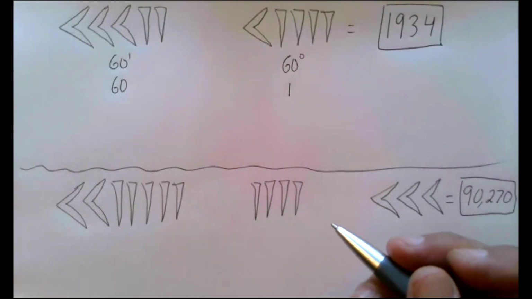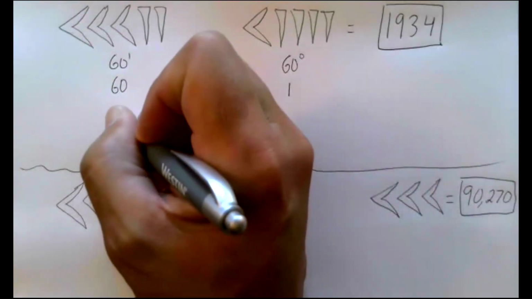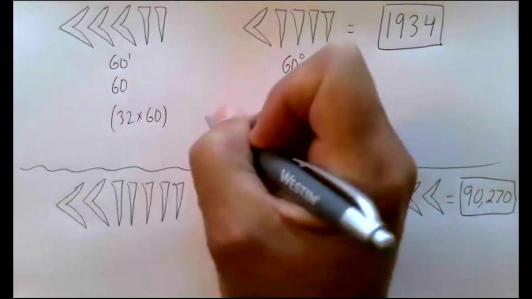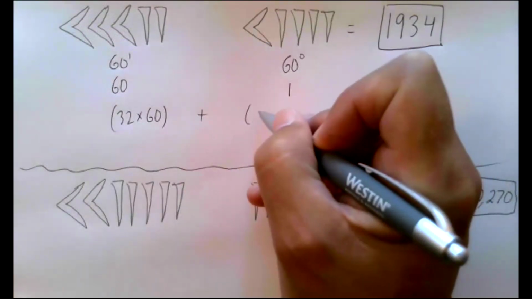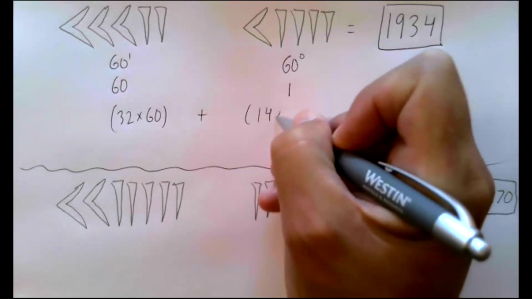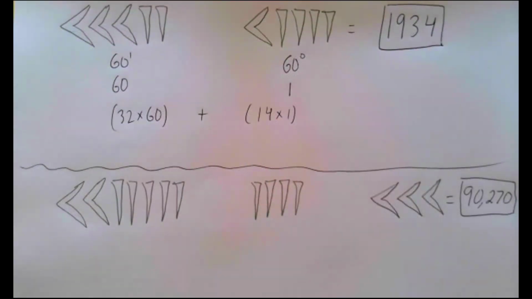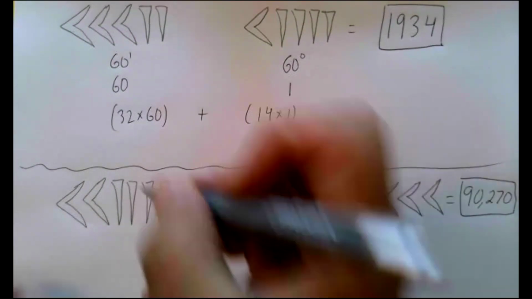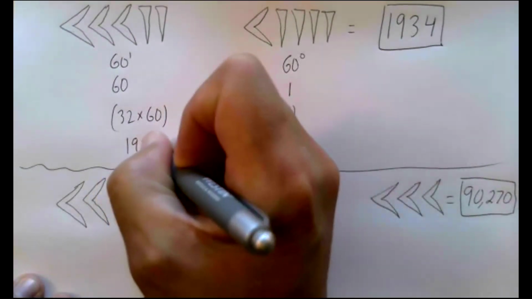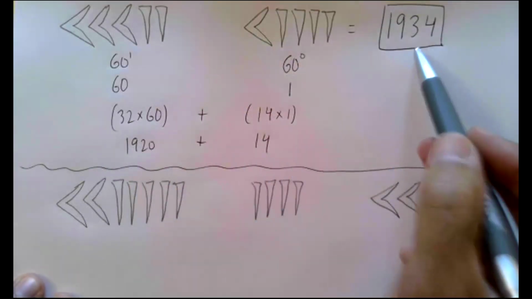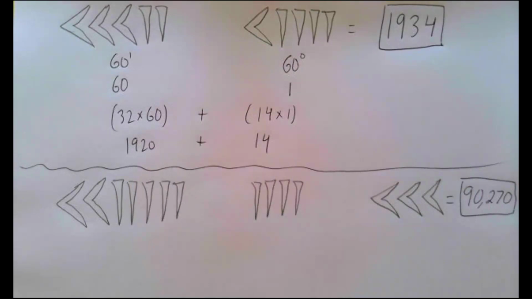So really we're thinking of it as 32 sets of 60 plus 14 sets of 1, right? 32 times 60 is 1,920, and then of course 14 times 1, if you add those together, you get 1,934. That's how we come up with 1,934.